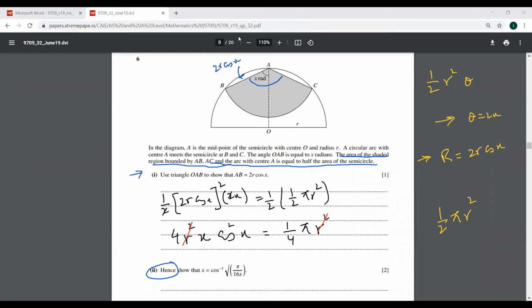Okay, and then we need just x to be here. So this is going to be 16x cos square of x, that is going to be equal to pi. So then you have cos square x, that is going to be pi by 16x. And when you take the square root, you get x is going to be cos inverse of square root of pi by 16x. Okay, so from this I can move on to the next part, guys.